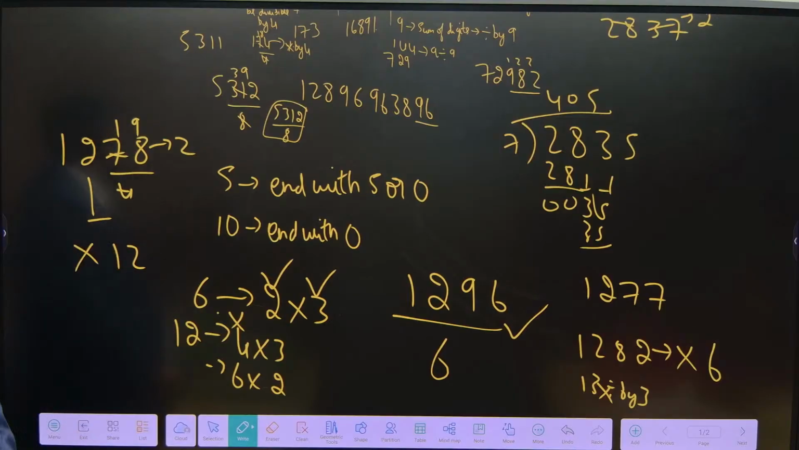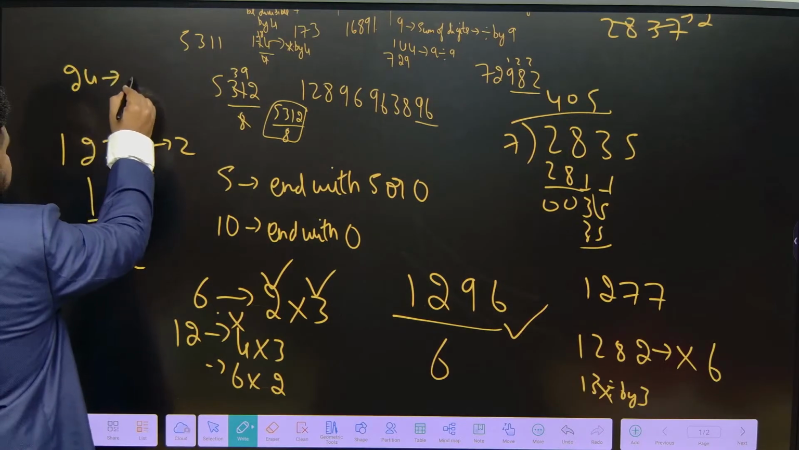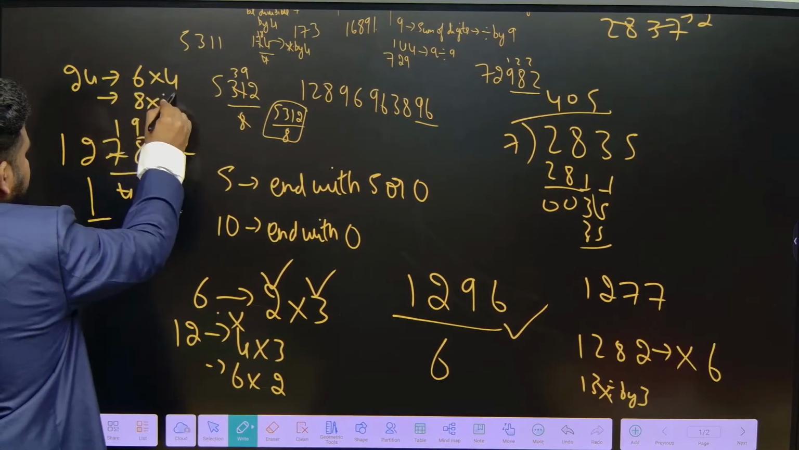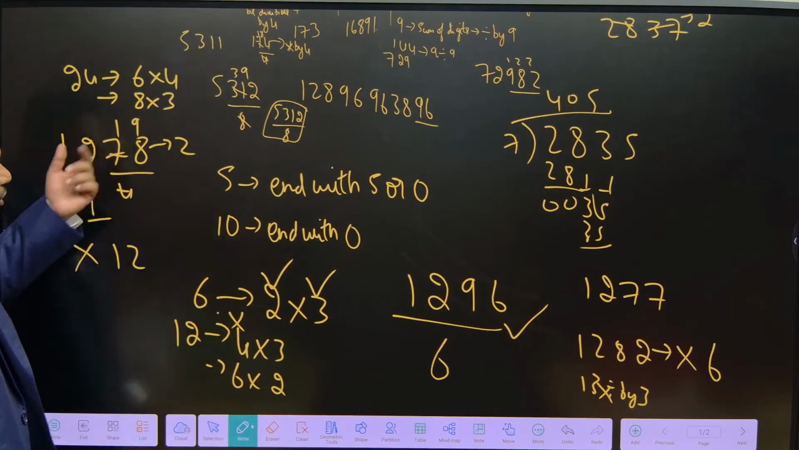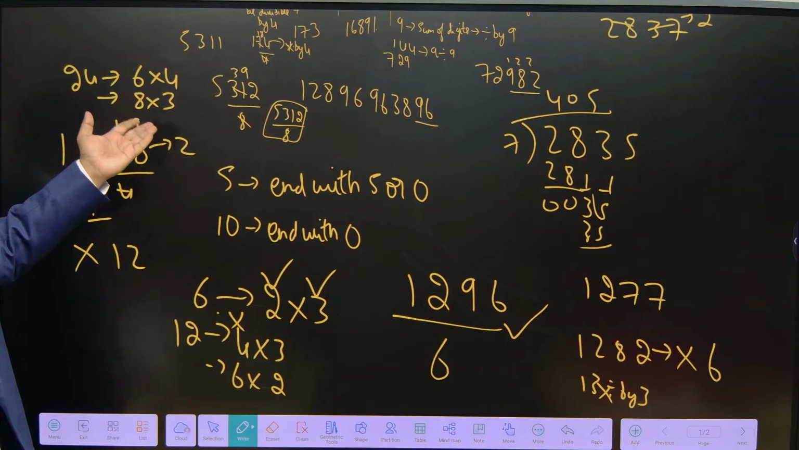Suppose they give divisibility by 24. What should we do? You can write it as 6 into 4, or as 12 into 2, that is also fine, or 8 into 3. Okay, 8 into 3 is better. Whatever way you do, it is fine, no problem.